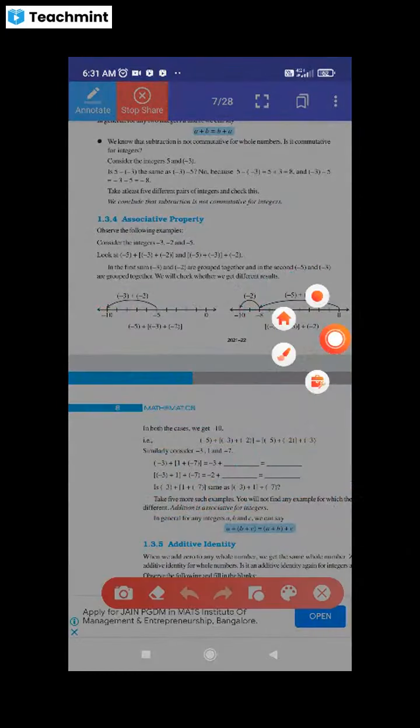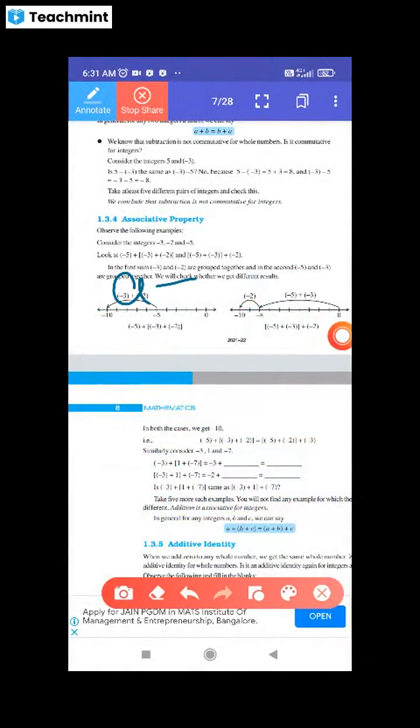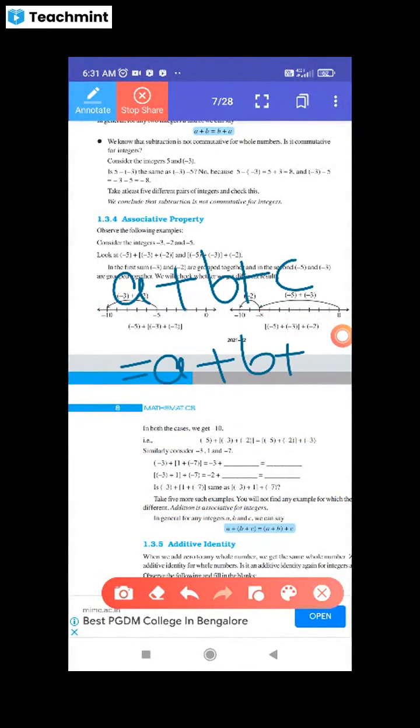Here we have to consider three values. For example, A plus B plus C is equal to A plus B plus C. The difference is, first we have to group these two values, after, we have to group these two values. I am giving one example to you. So minus 3 is there. In the place of A, you have to write minus 3, and in the place of B, minus 2.